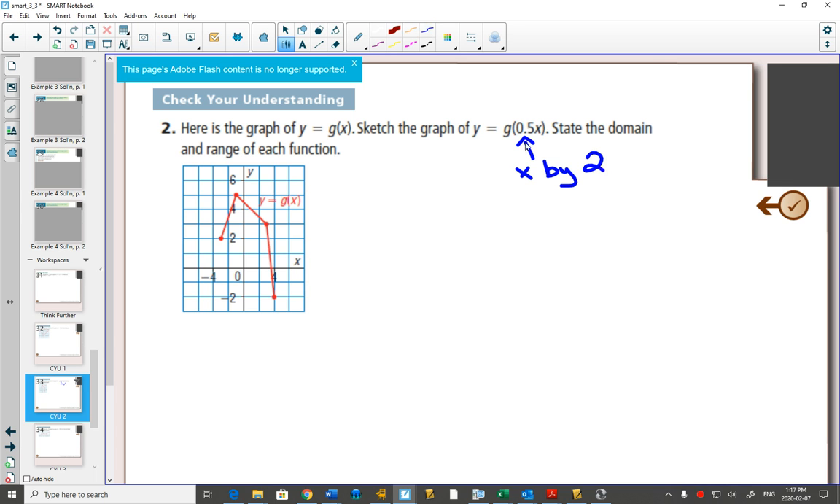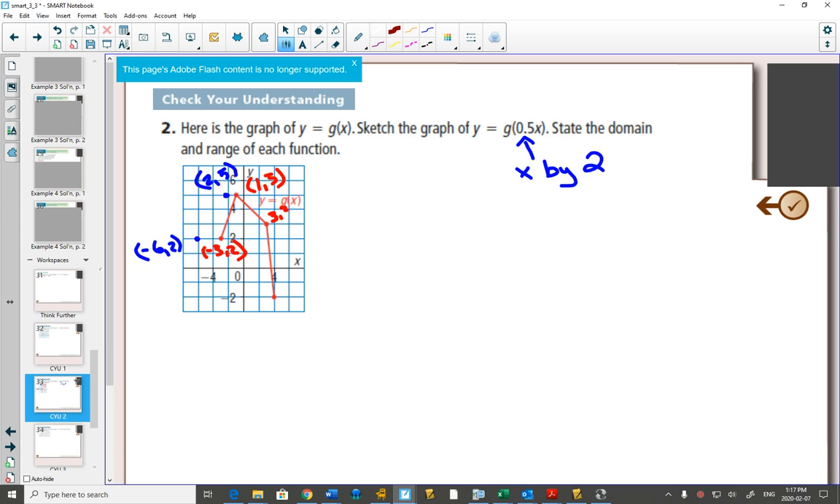So on our original graph, we have -3, 2. If you multiply your x value by 2, you're going to get -6, 2. The scale here, you got to be careful. The x's are going by 2s. So this point up here is 1, 5. Multiplying your x value by 2, you're going to get 2, 5.